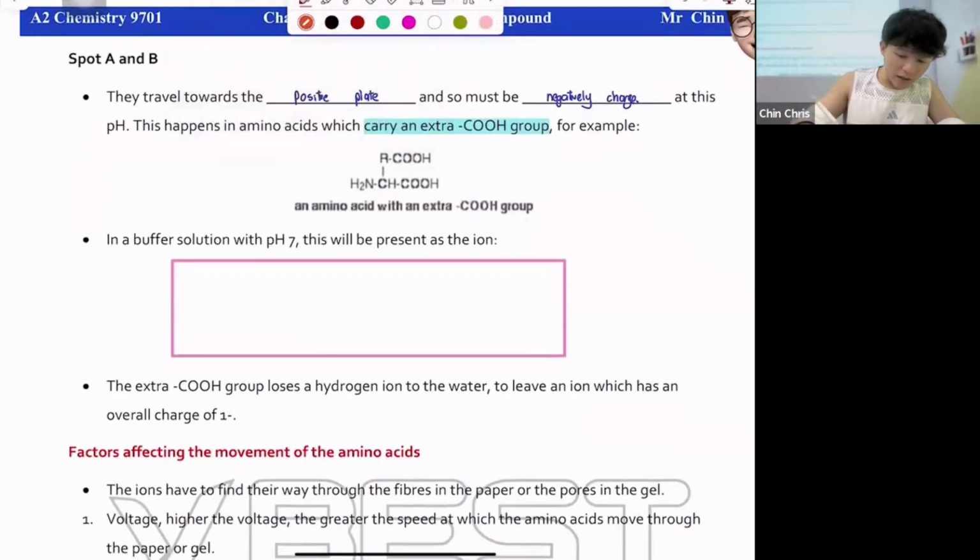All right, guys, when they ionize, it turns into R, COO minus, H, and NH3 plus. So guys, do you see that you have a net negative charge here?